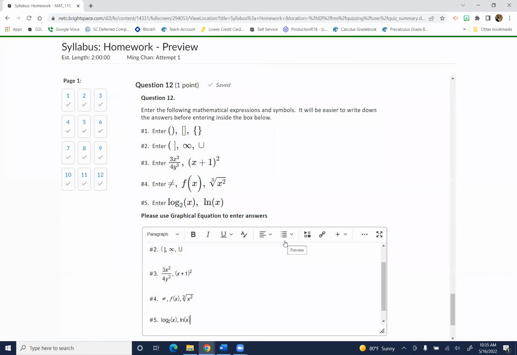Okay. All right, so that's actually how you will enter these. So if you have questions on how to enter mathematical symbols using graphical equation, please let me know.